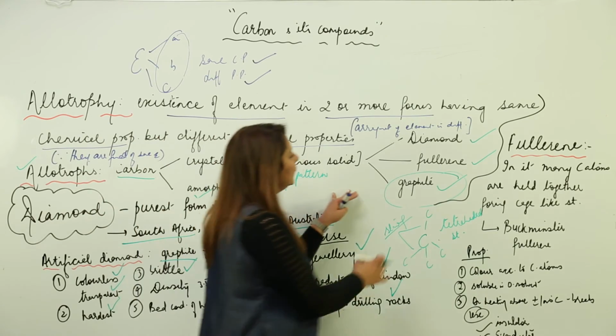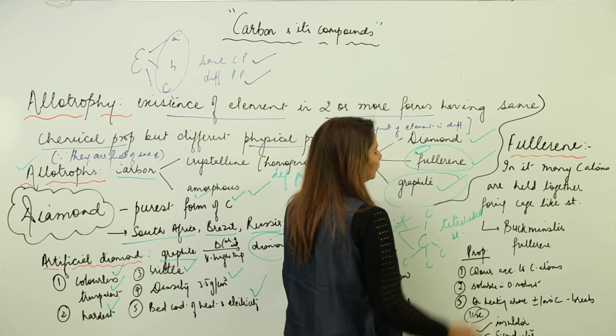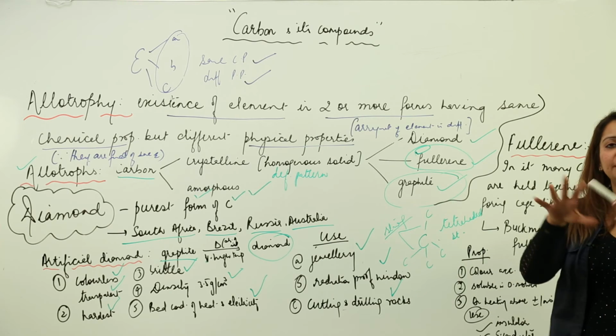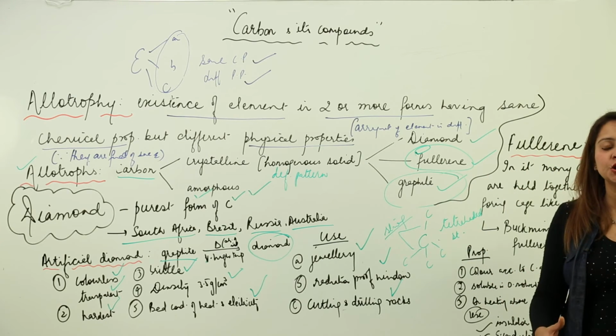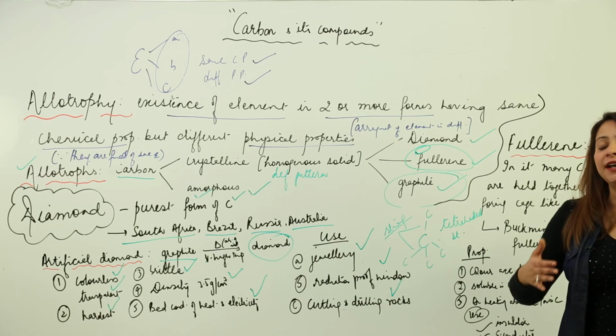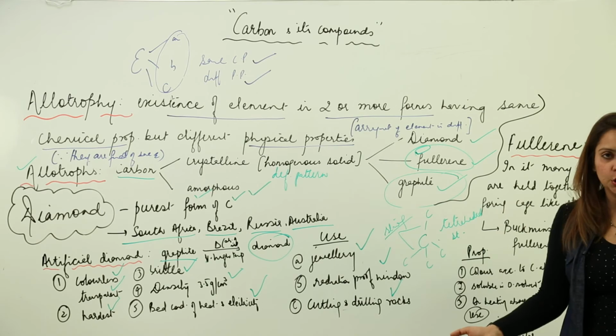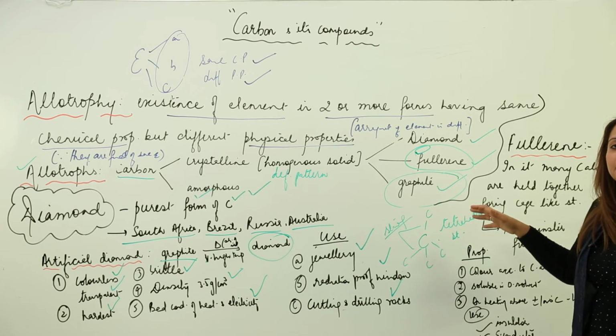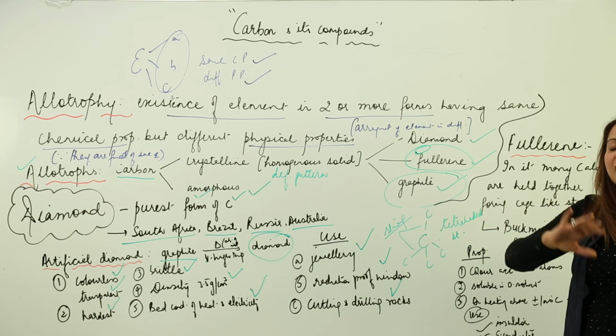Coming on to the third crystalline form, that is fullerene. In fullerene many carbon atoms are arranged together forming a cage-like structure which resembles a football, you can say. The carbon atoms can range up to 200, 300 also. And it is because it was first studied by Buckminster, therefore it is named after him, that is the fullerene.